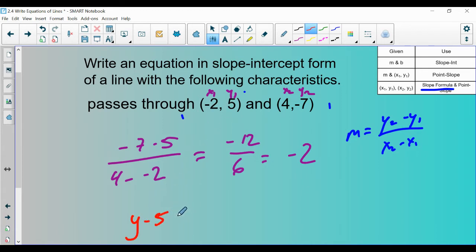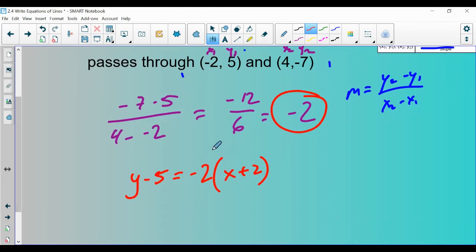Writing it in point slope form, I would have y minus 5 is equal to negative 2, because we calculated the slope, it's negative 2, x plus 2. This is point slope form using the first point. Point slope form using the second point would be y plus 7 is equal to negative 2, x minus 4. Now, these don't really look alike. The numbers are quite different. However, they are actually going to be the equations of the same line, and I'll prove it to you.